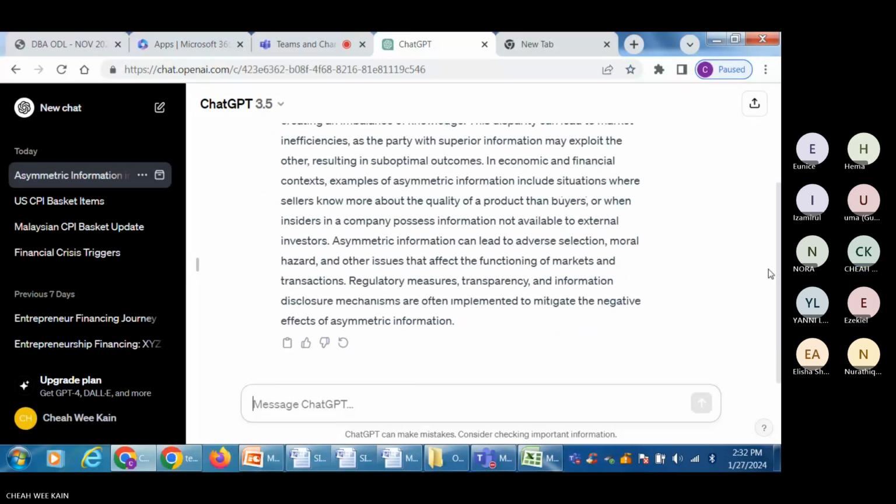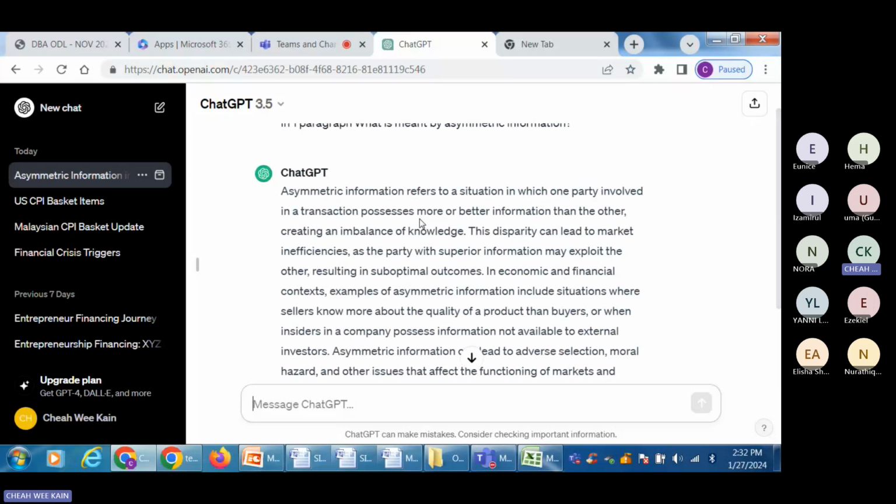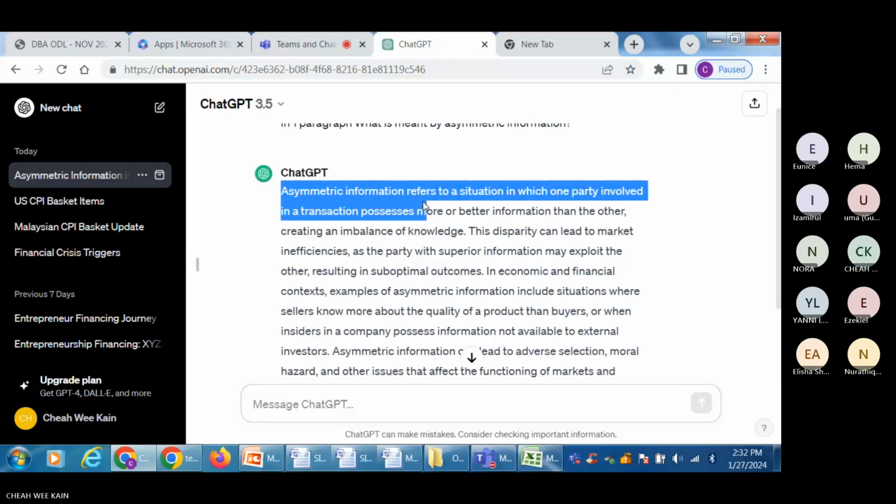Now, asymmetric information, sometimes we use the word imperfect information, means one party involved has better information than the other. For example, you're working in your company. You have information that your company is making a lot of profit. So you go and buy the shares quickly, right? Because you are the employee of the company.